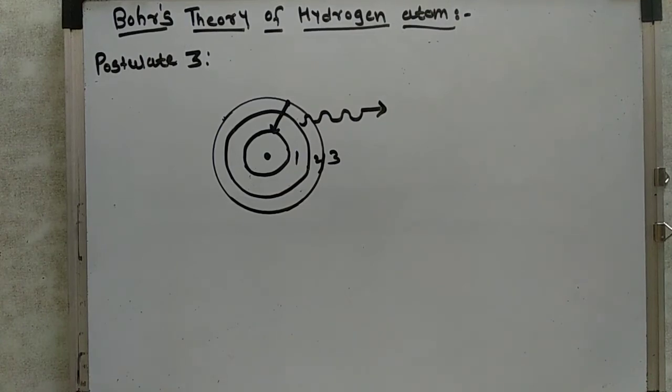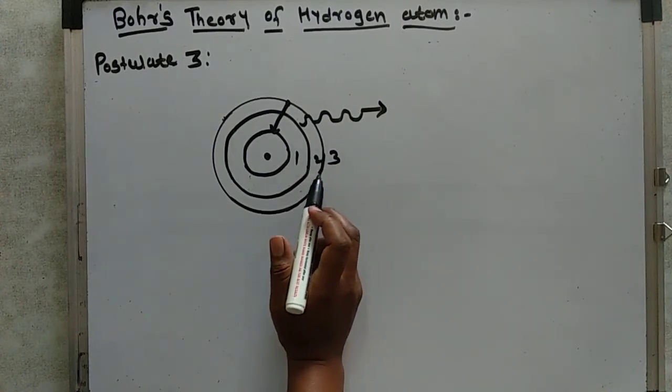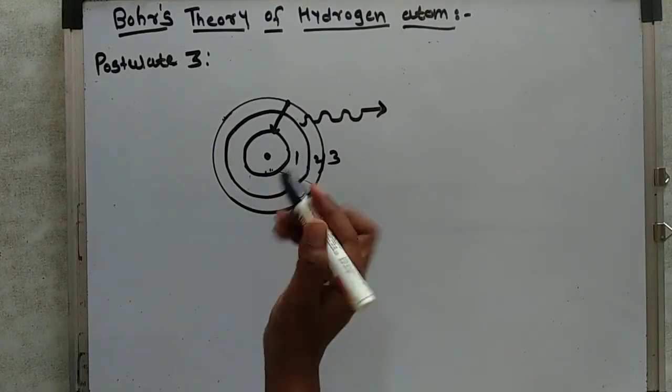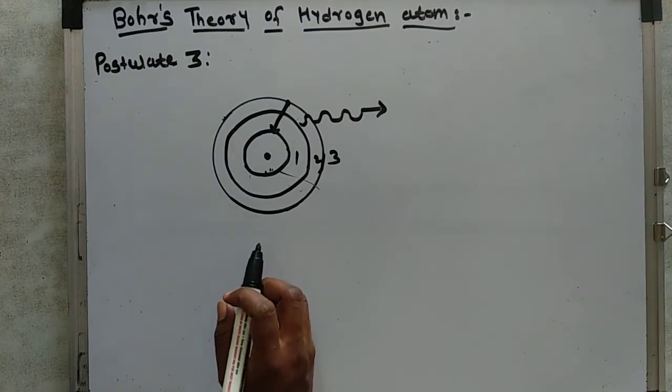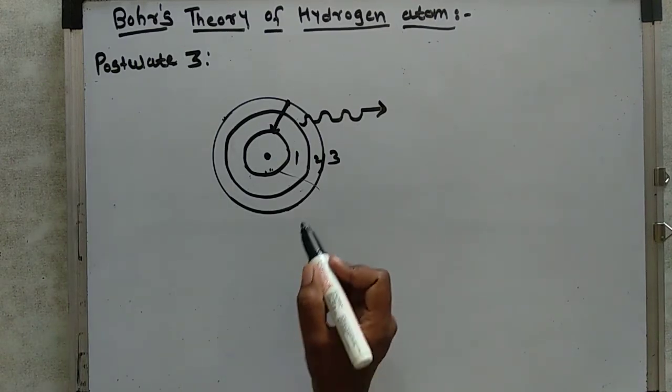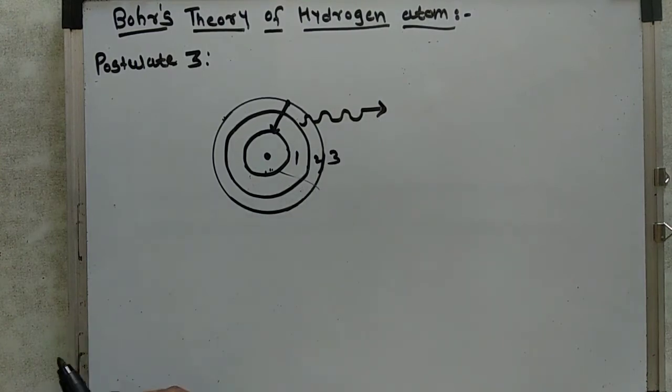Postulate third. When an electron jumps from an orbit of higher energy to another orbit of lower energy, the energy is emitted in the form of radiation. The amount of energy emitted is the difference of energies of the electron in the two orbits. Thus, an atom may emit or absorb energy in photons only when an electron of the atom jumps from a higher to a lower orbit or from a lower to a higher orbit respectively.